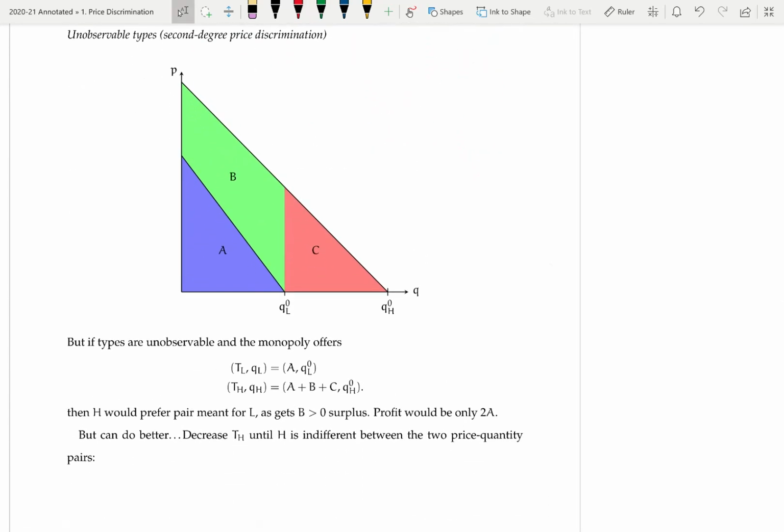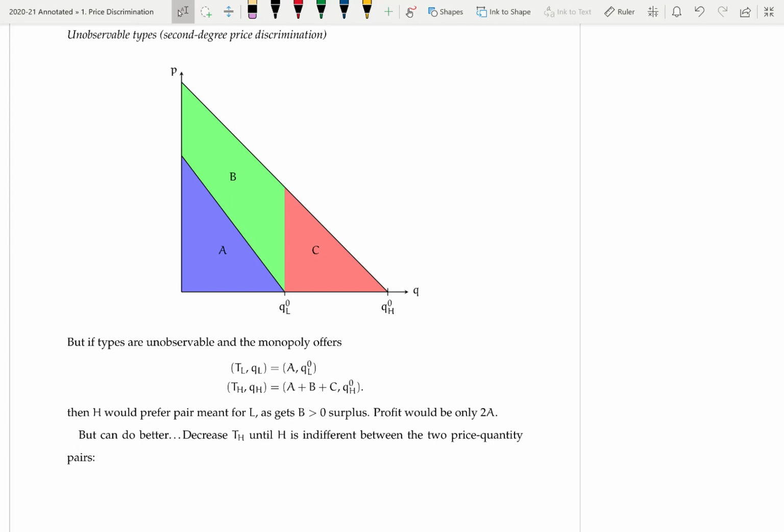Okay, so now let's look at the case where the two types are unobservable to the monopolist. So they can no longer distinguish between consumer L and consumer H. So now we're looking at second degree price discrimination. The monopolist has to offer them the same things. And to begin with, let's suppose that the monopolist offers the same options as it did under first degree price discrimination. So it's still offering the two options, but now both consumers get to choose which one they buy or whether they buy it at all.